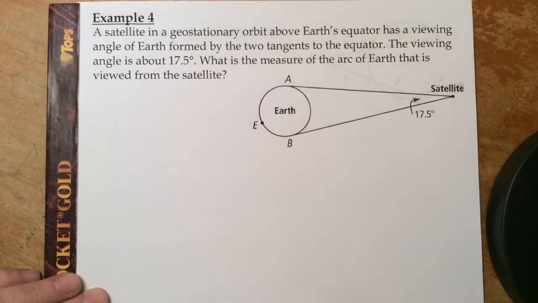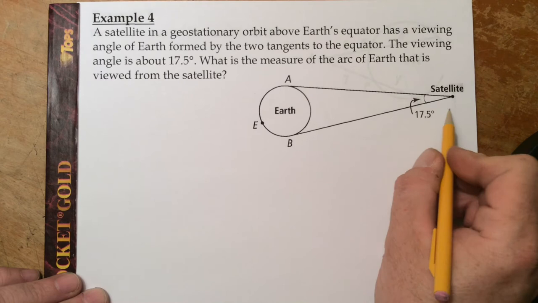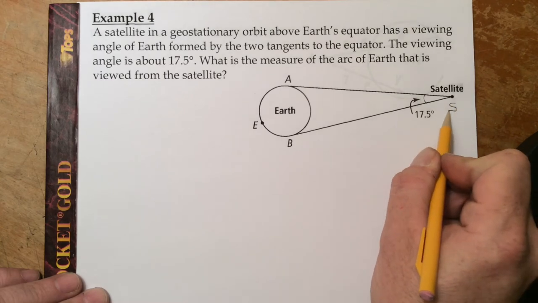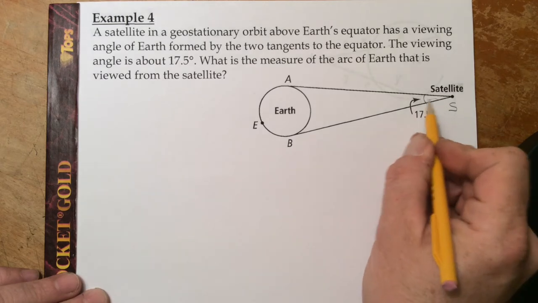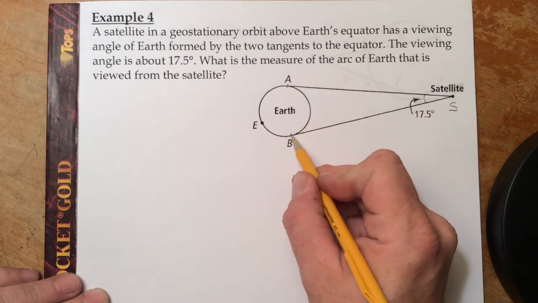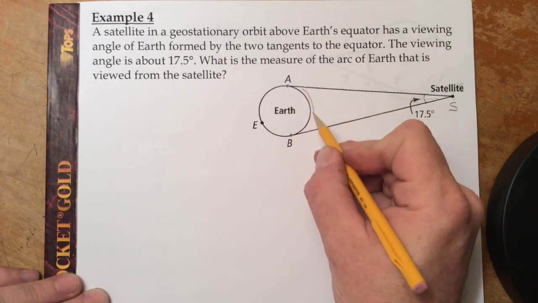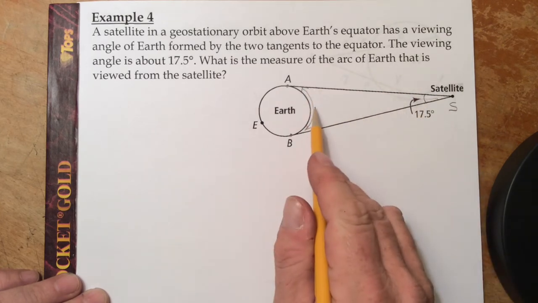The viewing angle is about 17.5 degrees, right here, from the satellite. We're going to call the satellite point S. What is the measure of the arc of the Earth that is viewed from the satellite? So from the satellite, you can see from point A, or tangent point A, to tangent point B. And they're asking, what is the measure of this arc from the satellite?